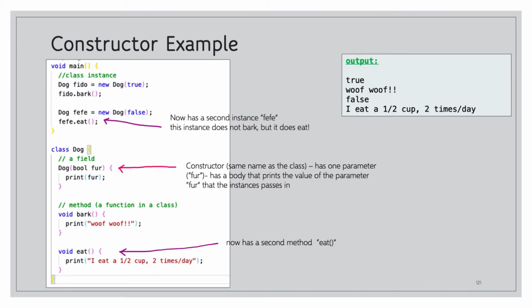We also now have a second method called eat. So now we know this dog can bark, and this dog can eat, and in the body of eat, it prints something out: I eat half a cup 2 times a day. We also now have a second instance. We had instance Fido, now we have instance Fefe. This instance doesn't bark, but it does eat. See how it makes use of the eat function, fefe.eat, while Fido makes use of the bark function, fido.bark.